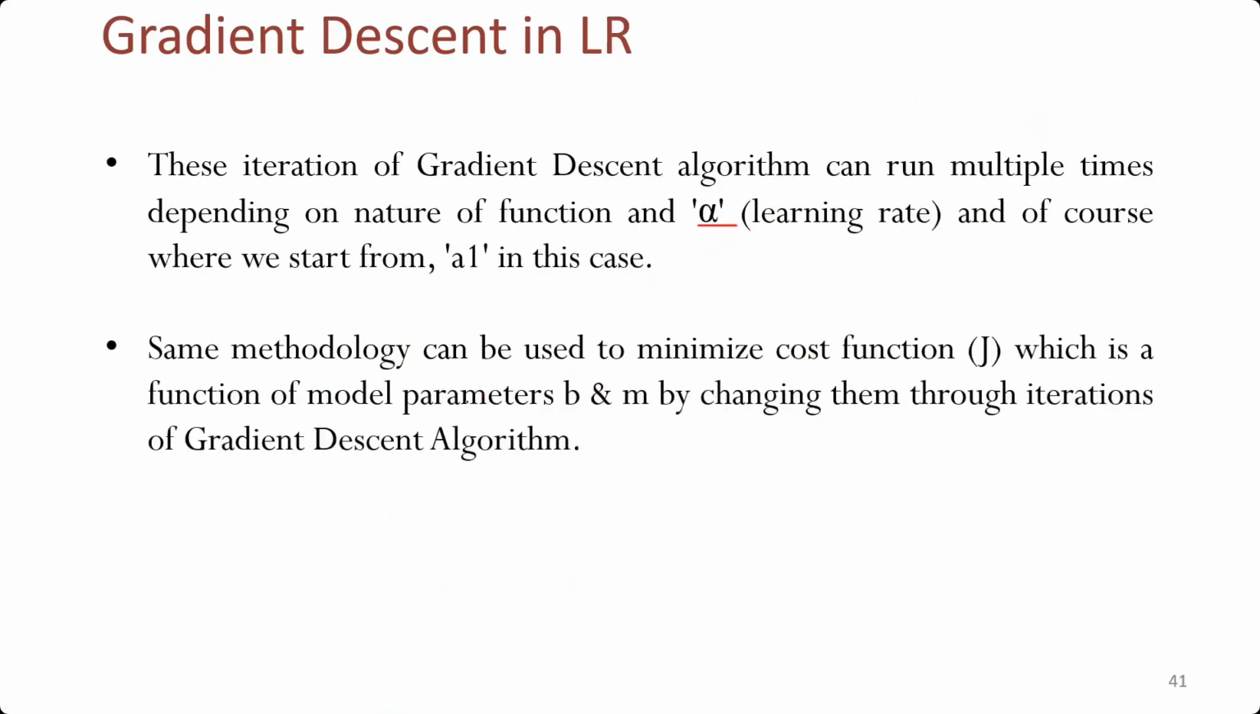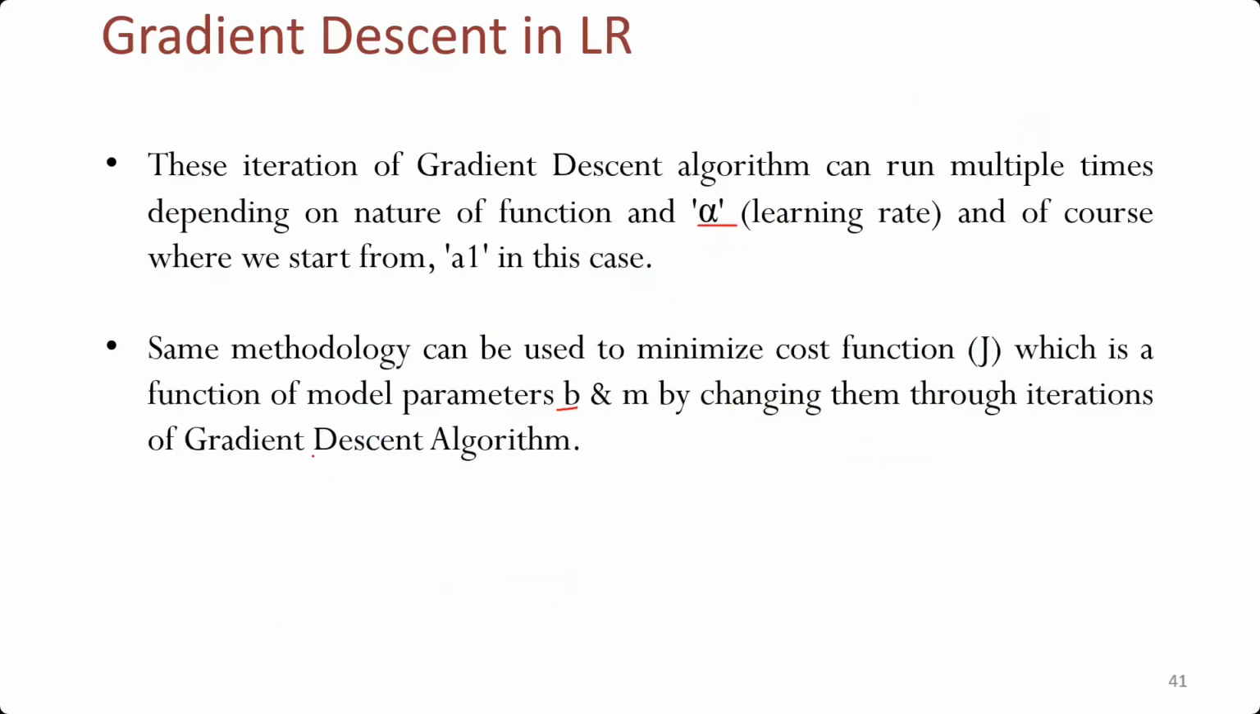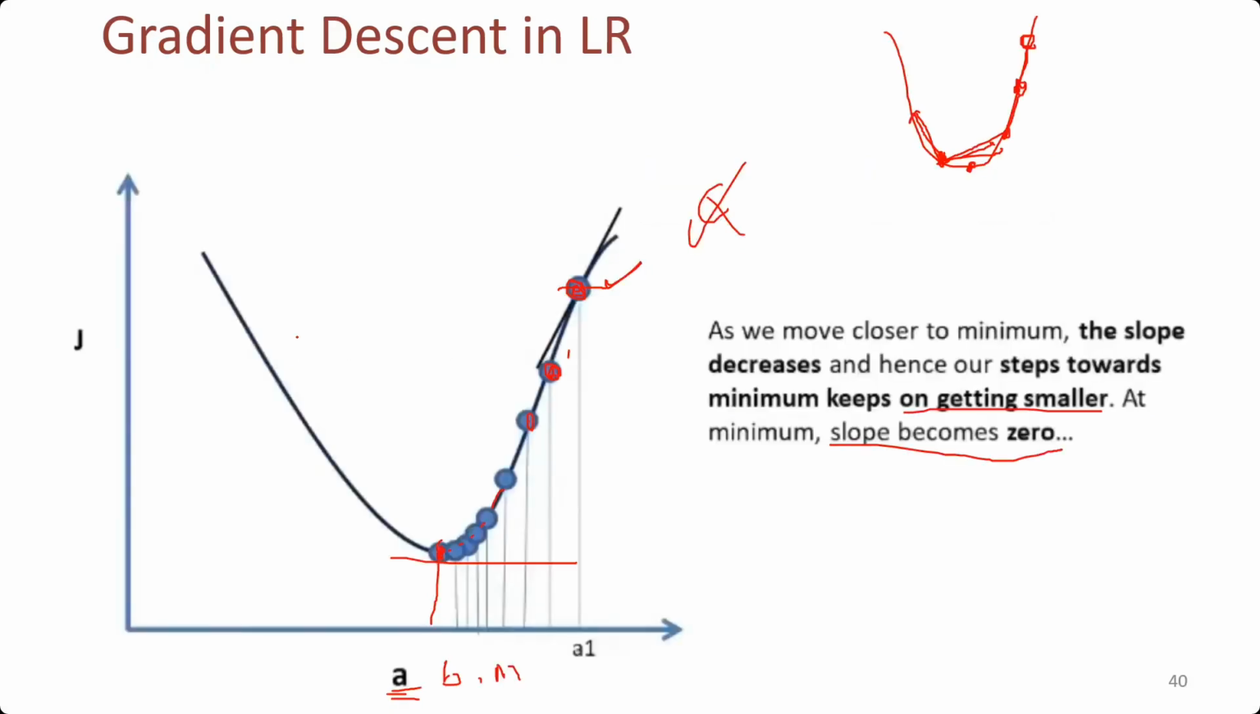Okay, then the same methodology can be used to minimize the cost function J, which is a function of model parameters b and m. So in this case, instead of representing this particular graph in terms of a, we can do it with respect to b or with respect to m. Okay, so changing them through iterations of the gradient algorithm. So this is how the gradient algorithm can be applied.